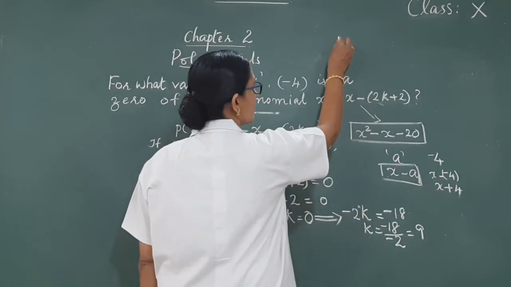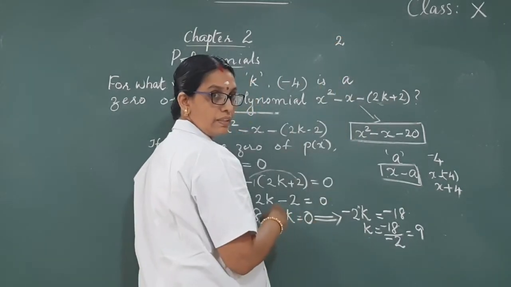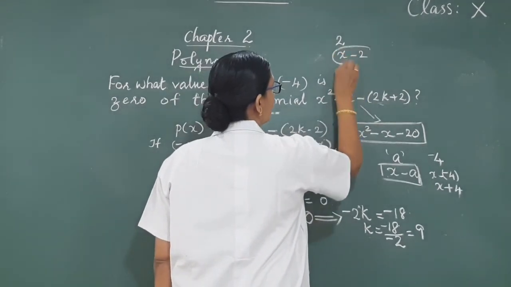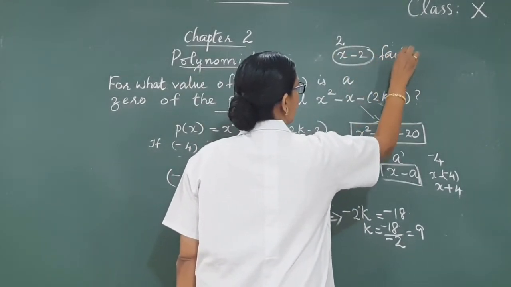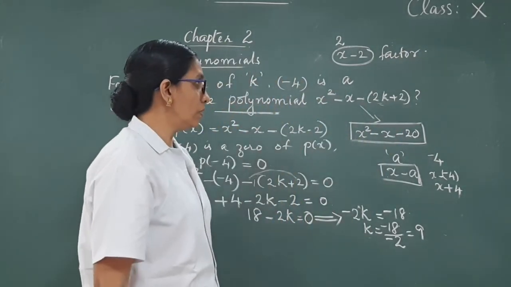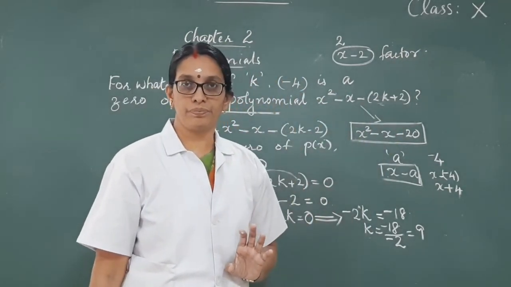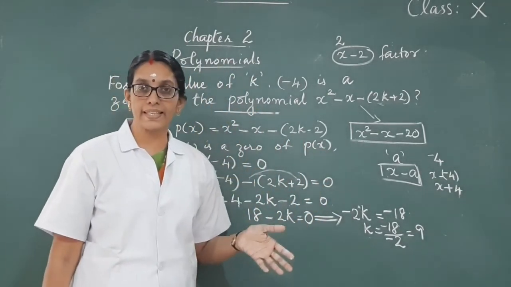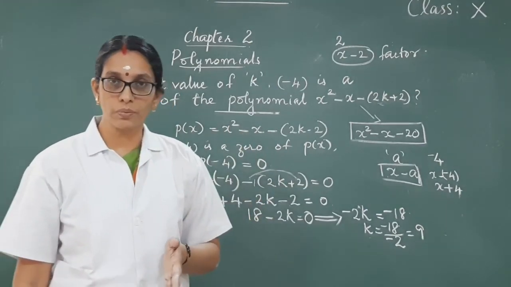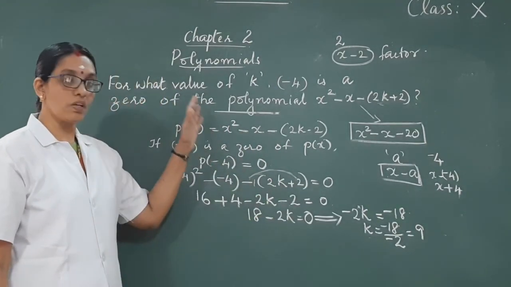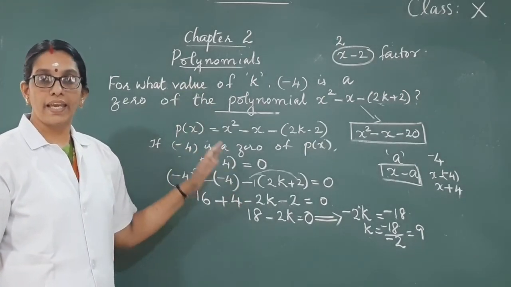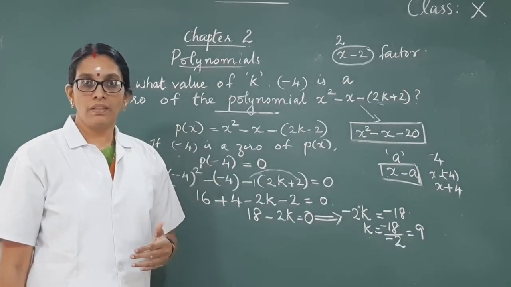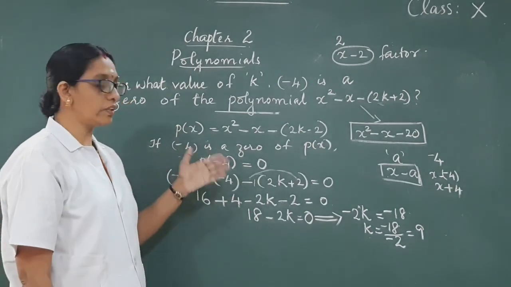Suppose 2 is a zero of a polynomial, then how can you say the factor? x minus 2 is a factor. Okay. So this also you have to understand. So children, as I already said, these questions are not in our textbook. So you have to write all these discussed questions in your note and you have to complete the homework. And we will give the homework at the end of this video.